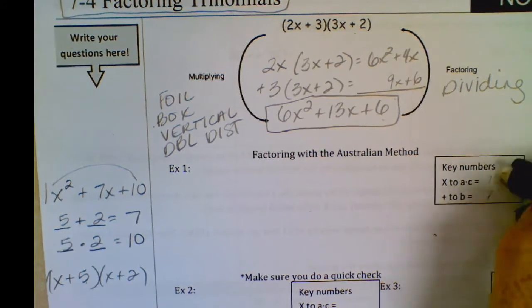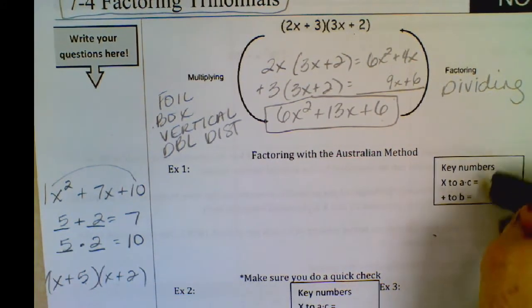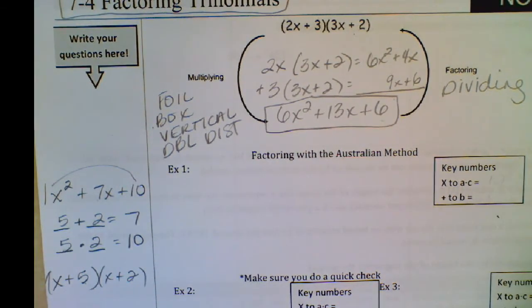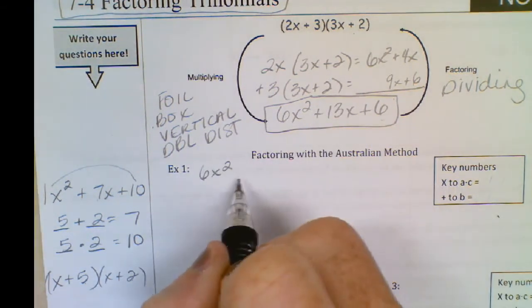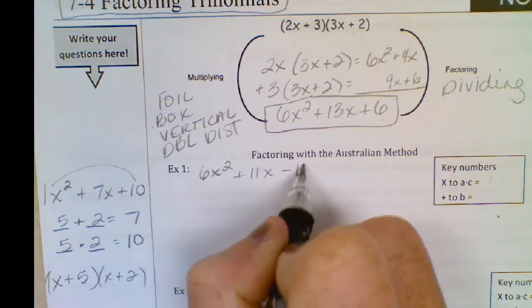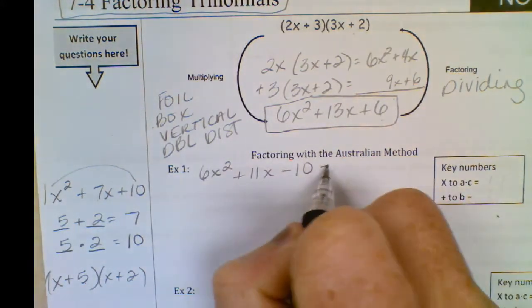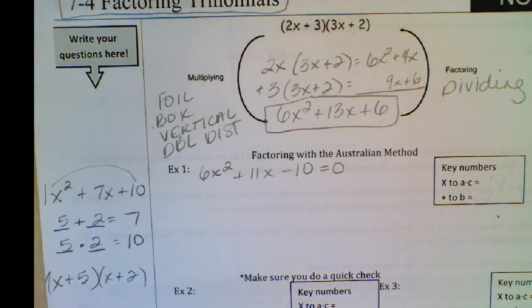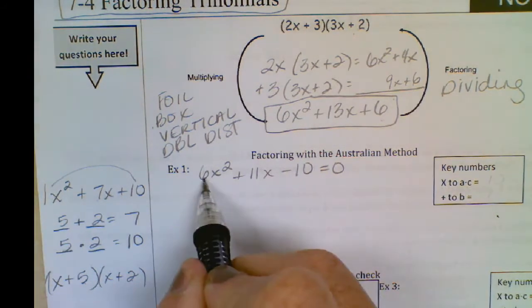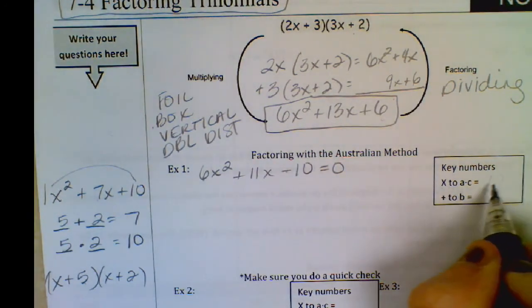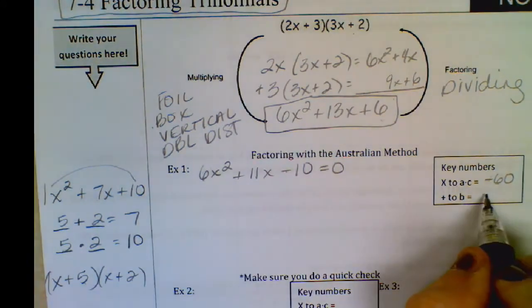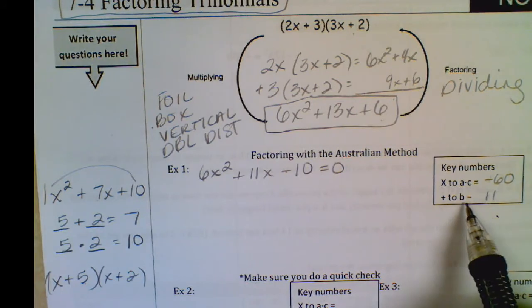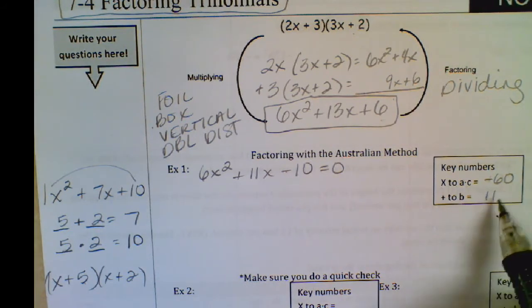But for this example, we're going to use the Australian method, which is kind of new to me, but I kind of like it. We are going to use 6x squared plus 11x minus 10 equals 0. We are going to multiply our A and our C values, which would be negative 60, and we're going to get our B value there. So we need to find two numbers that multiply to negative 60 that add up to 11.